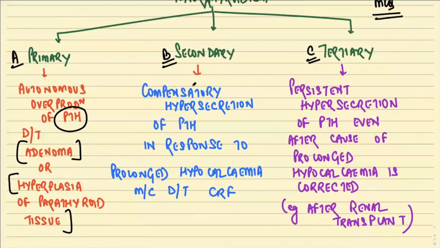What is the meaning of secondary hyperparathyroidism? Over here, there is a compensatory hypersecretion of the parathormone. So the parathormone is not being produced autonomously. Over here, it is released compensatorily in response to prolonged hypocalcemia. So there is some cause of prolonged hypocalcemia in the body, and in response to this hypocalcemia, the parathyroid gland is releasing the parathormone so as to increase the serum calcium level. It most commonly occurs in the setting of chronic renal failure. Is this point clear to everyone?